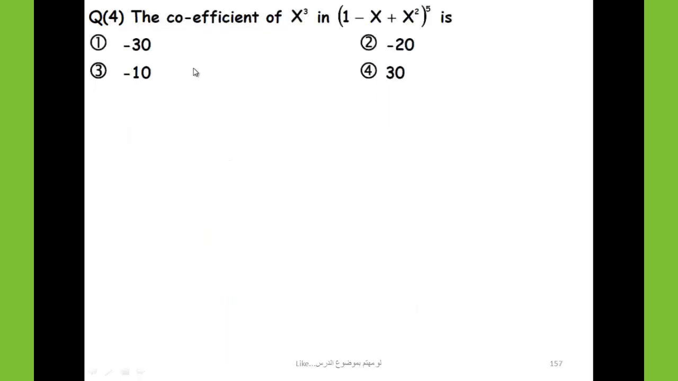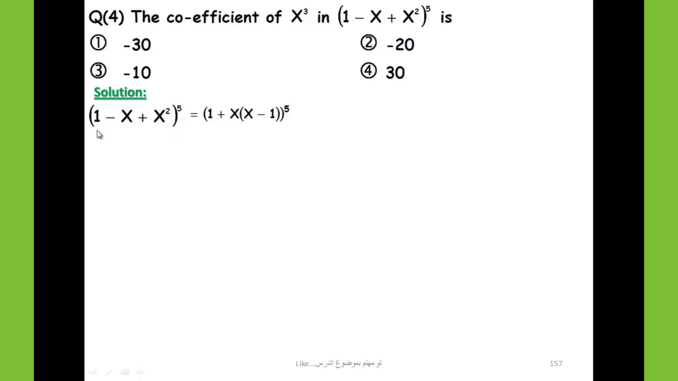Question 4. The coefficient of x power 3 in (1 minus x plus x squared) power 5 is negative 30, negative 20, negative 10, or 30. So the required is the coefficient of x power 3. So 1 minus x plus x squared all power 5 equals 1 plus x multiplied by x minus 1. Multiplying again, x multiplied by x squared equals x squared, and x multiplied by negative 1 equals negative x.